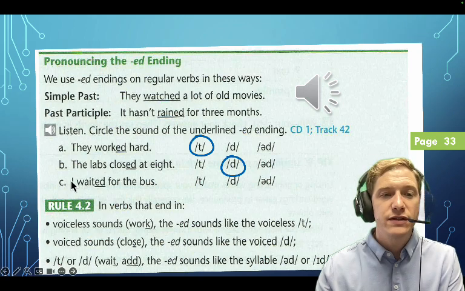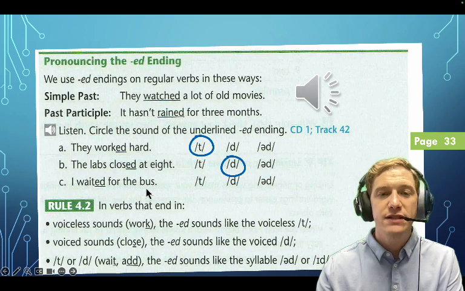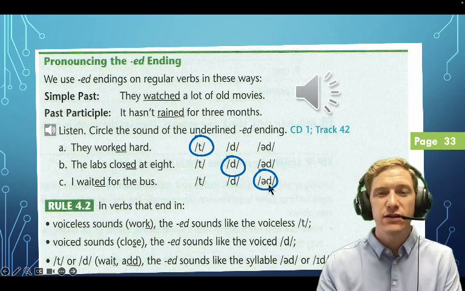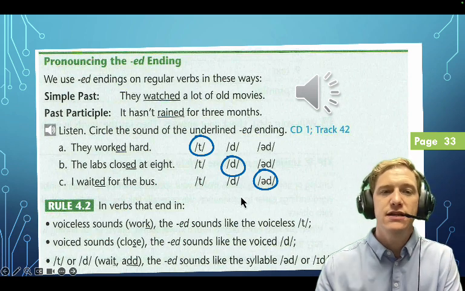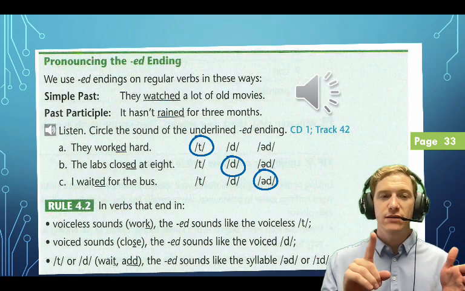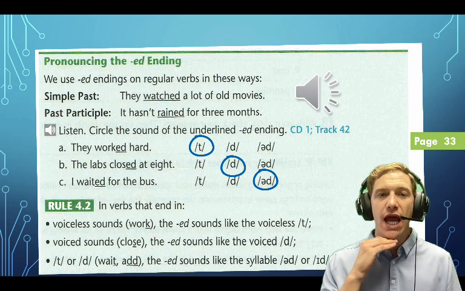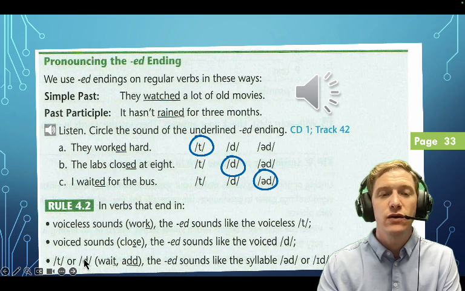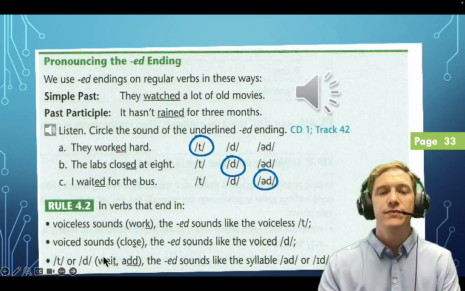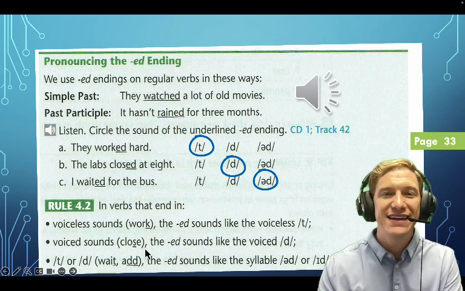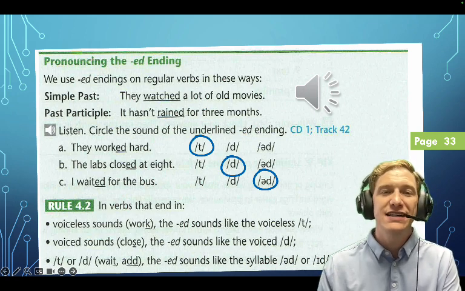Okay. You'll see letter C, I waited for the bus. Now we've added a syllable, and so that's this third one. You don't need to know the notation or whatever. Just listen to the sounds. We've added a syllable. Wait is 1 syllable, and then we add another syllable. Waited. Now we have 2 syllables. So for a word that ends in T or D, we add a syllable. So wait becomes waited, add becomes added. And so we're adding a syllable at the end when we're making those past tense ED endings.